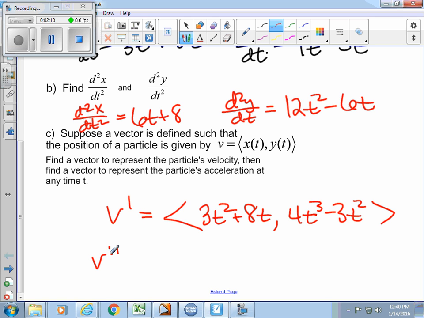And what do you think the acceleration vector would be? 6t plus 8, 12t squared. So what that gives you is the velocity and or acceleration of the x component and of the y component, right?